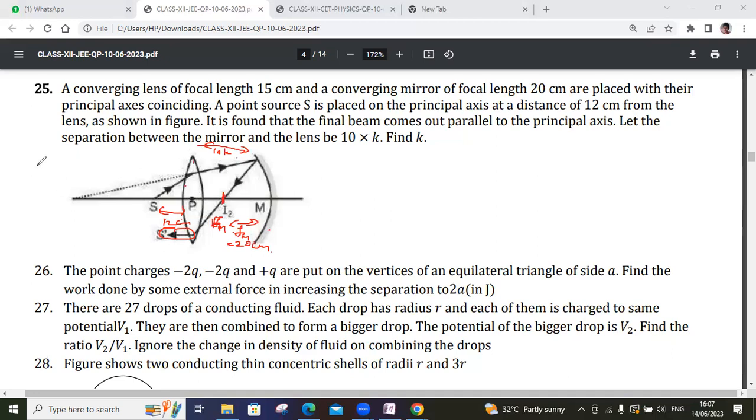So for the lens, what you will get? 1 by f is 1 by v minus 1 by u. For the lens, f is 15, u is minus 12. So 1 by v is equal to 1 by 15 minus 1 by 12. This becomes 12 minus 15 is minus 3, minus 3 by 15 into 12. 3 ones are 3, 4 fives are 20, so it is 3 by 60. So v becomes minus 60. Minus 60 means it is a virtual image. Right? So it is 60 from the lens.